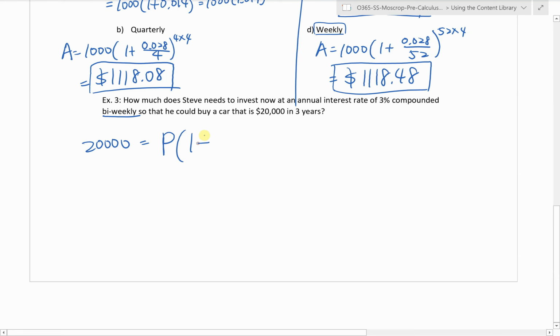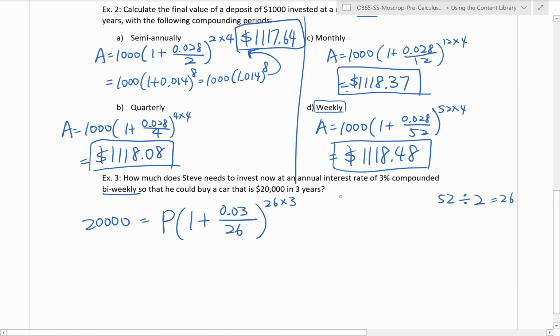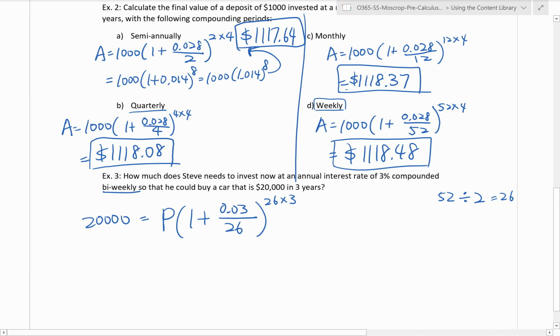So 1 plus the interest rate again, which is 3%, so 0.03, compounded bi-weekly. Bi-weekly means once every 2 weeks. Recall there are 52 weeks in a year, so bi-weekly means you can collect interest 26 times. Again, 52 weeks in a year, you collect interest once every 2 weeks, so if you divide them, you get 26. To the power of 26 times the number of years, that's 3. So I probably should talk about this. Quarterly means every 3 months, therefore you collect 4 times in a year. Monthly, I think that one's clear, 12 times a year. Weekly, again, 52 weeks in a year.